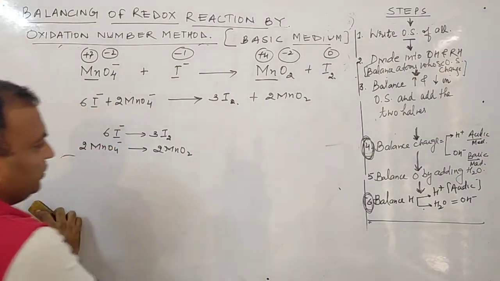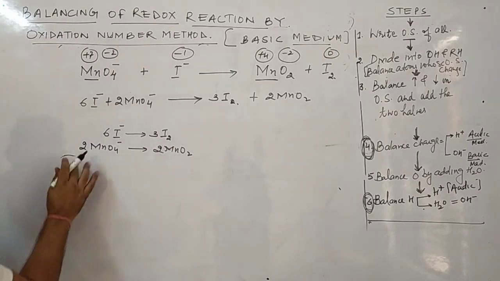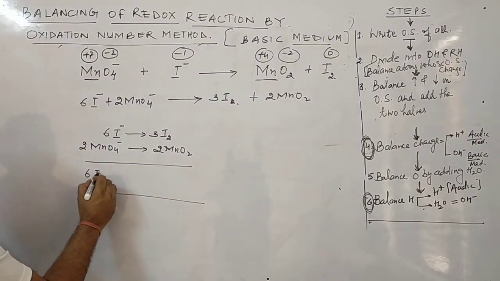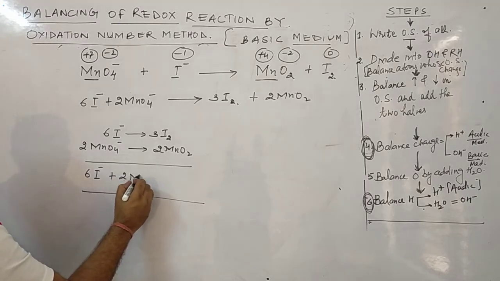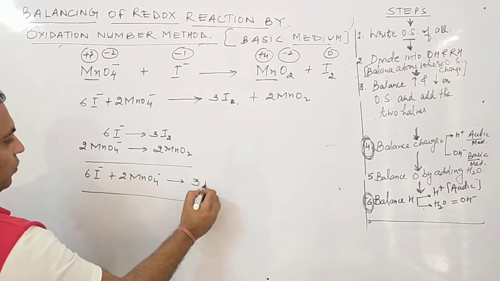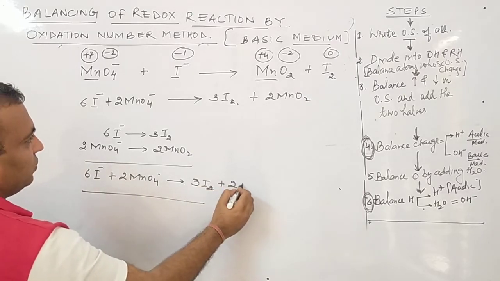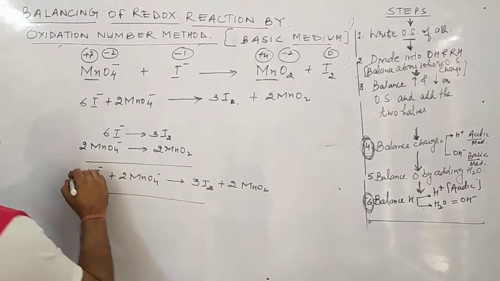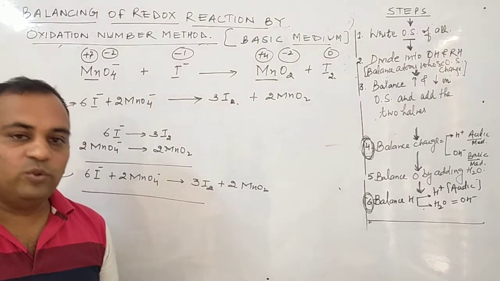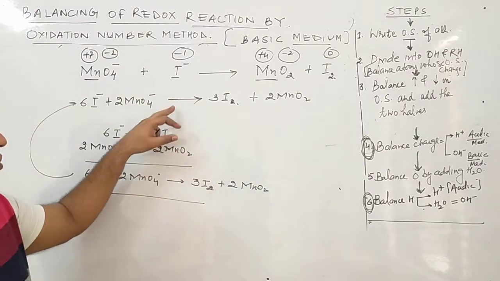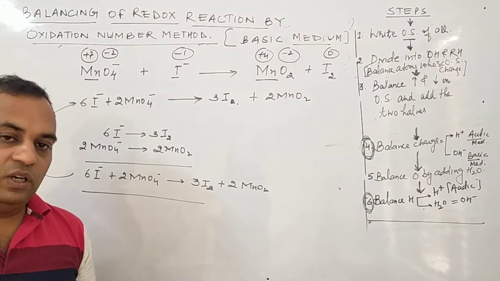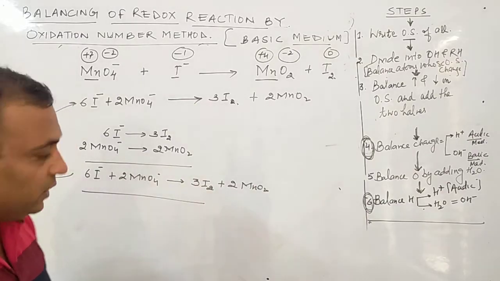अब इसको ऐड कीजिए. After adding, what will you get? 6I negative plus twice MnO4 negative, giving you 3I2 plus twice MnO2. This is the equation. So this way you can do it now. Confuse होने की जरूरत नहीं है. डायरेक्ट लिख सको तो डायरेक्ट लिख लेना, अदरवाइज दोनों को ऐड करके जो है वो लिख लेना. इट ऑल डिपेंड्स ऑन जैसे आपको अच्छा लगे. ठीक है.